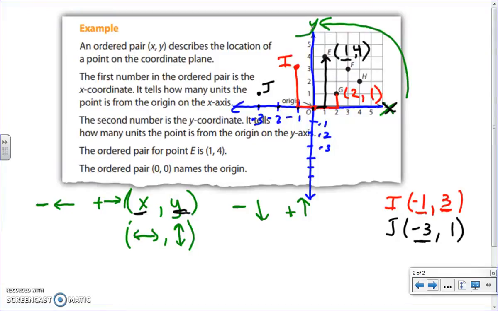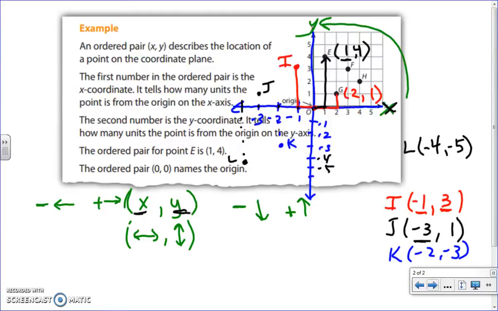You could have even two negatives, like point K. You could have (-2, -3). In the x direction, I would be going back 1, 2 in the negative direction, and then the negative direction for y as well, 1, 2, 3. That's where point K would be. Point L, (-4, -5), would be -4 in the x direction, 1, 2, 3, 4, and -5 in the y direction, 1, 2, 3, 4, 5. Right there. That would be point L.